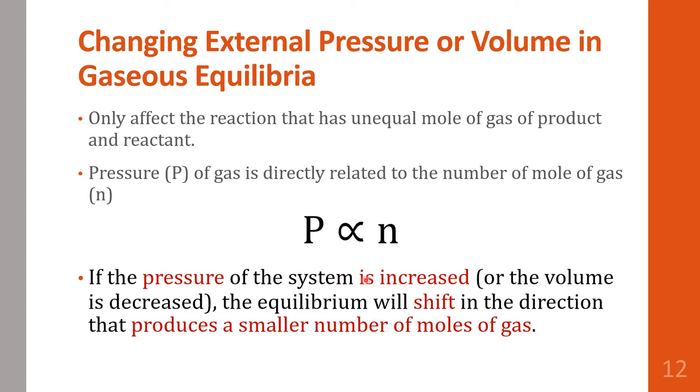Once the pressure of the system is increased, the equilibrium will try to decrease that pressure, so it will shift in the direction that produces a smaller number of moles of gas. So you go back to this equation. Smaller number of moles of gas, smaller n. So P is smaller or decreased as well.